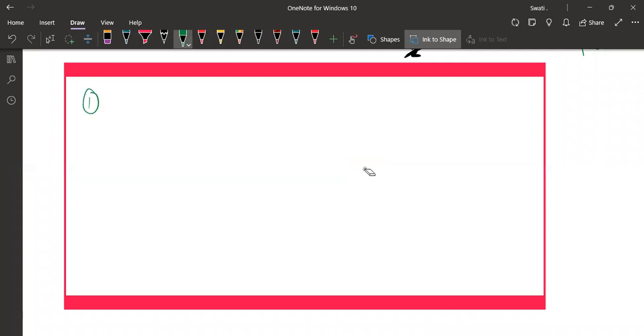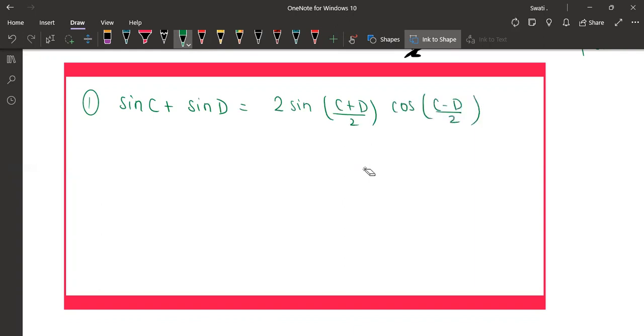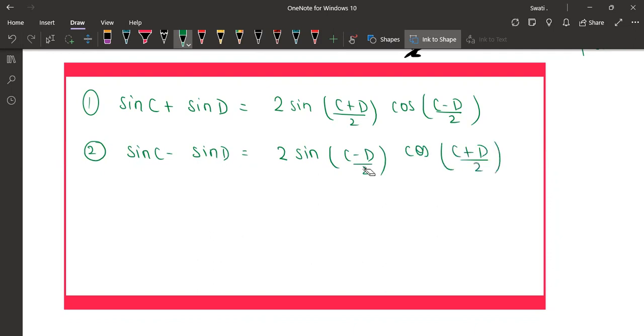So we have our first formula that we're going to write down here, sine C plus sine D. The formula is twice of sine C plus D by 2 into cos C minus D by 2. So this is the first formula. We have 3 more formulas, and the next formula is sine C minus sine D. So sine C minus sine D will be 2 sine C minus D by 2 into cos C plus D by 2. This is the formula for sine C minus sine D.